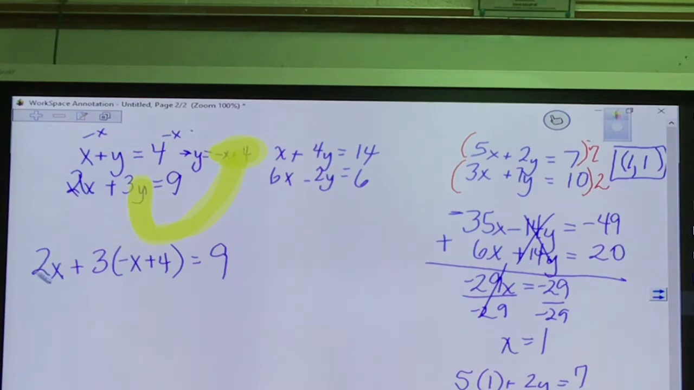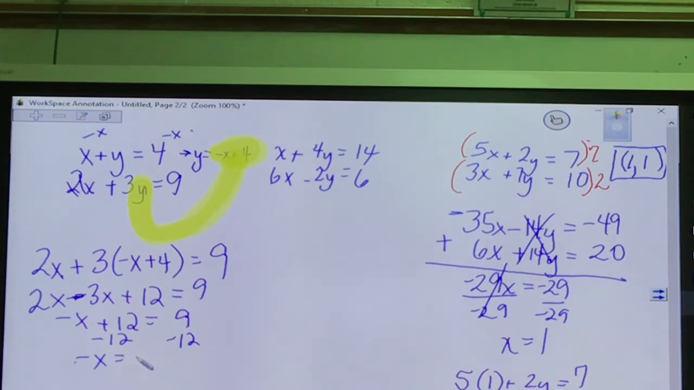Okay, now I have no doubt that every single one of you in this room right now can solve this equation. You're going to distribute. So negative 3x plus 12 equals 9. You're going to combine like terms. Negative x plus 12 equals 9. You're going to subtract 12 on both sides. Negative x would equal negative 3. You're going to divide by negative 1. So x is going to equal positive 3.